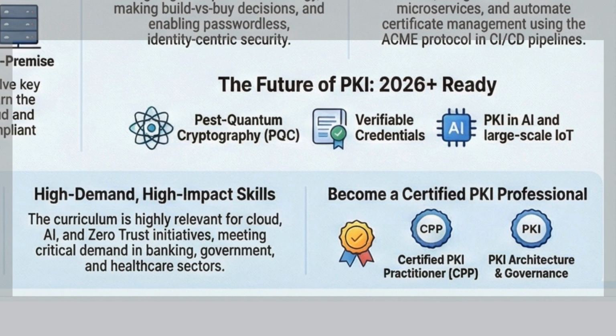PKI is evolving to meet emerging challenges such as post-quantum cryptography, which aims to remain secure even against quantum computers. New models use verifiable credentials for privacy-preserving identity. PKI also supports large-scale IoT and AI ecosystems, where billions of endpoints must authenticate securely. Preparing now ensures infrastructures remain trustworthy as cryptographic algorithms and deployment patterns shift.